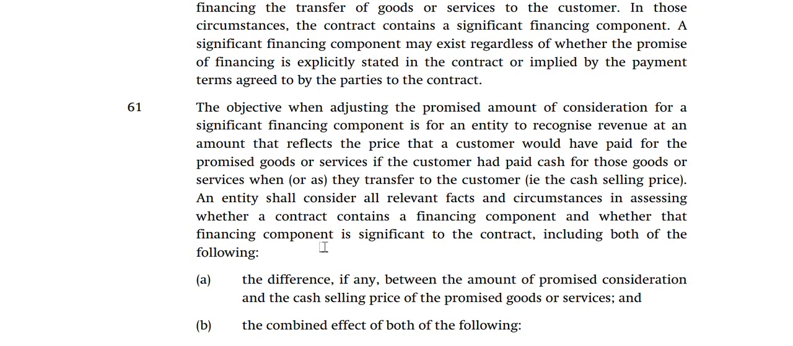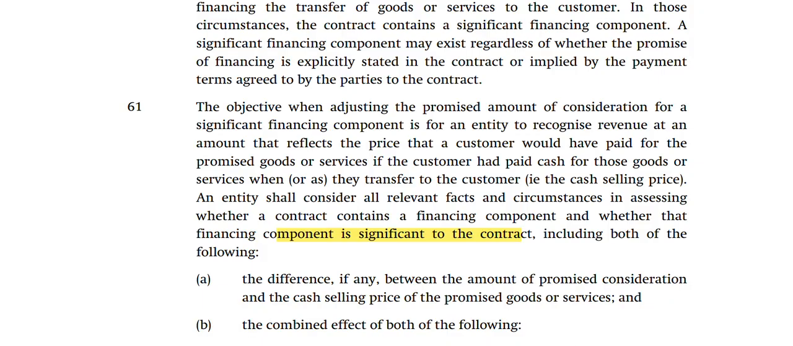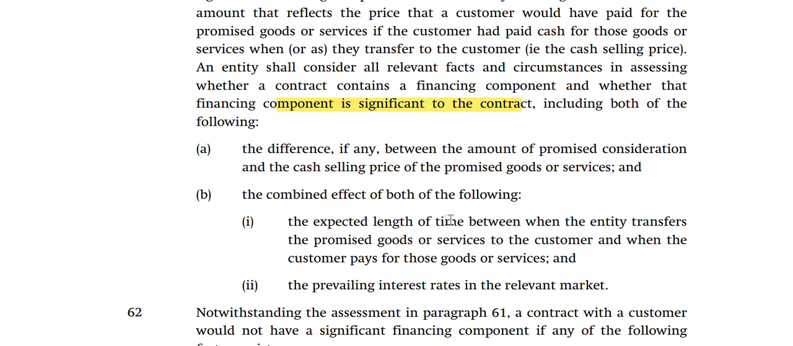An entity shall consider all relevant facts and circumstances in assessing whether a contract contains a financing component and whether that financing component is significant to the contract, including both of the following. So how does the entity see whether the financing component is significant to a contract? The difference, if any, between the amount of promised consideration and the cash selling price of the promised goods or services, and the combined effects of both of the following: the expected length of time between when the entity transfers the promised goods or services to the customer and when the customer pays for those goods or services, and the prevailing interest rate in the relevant market.